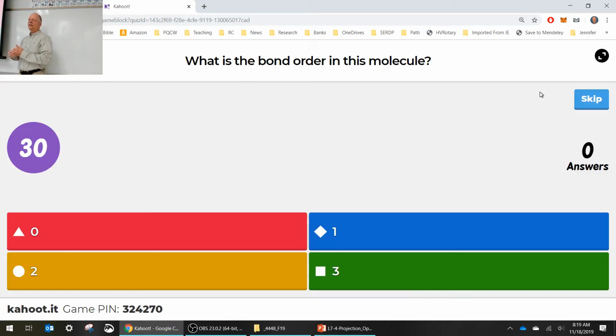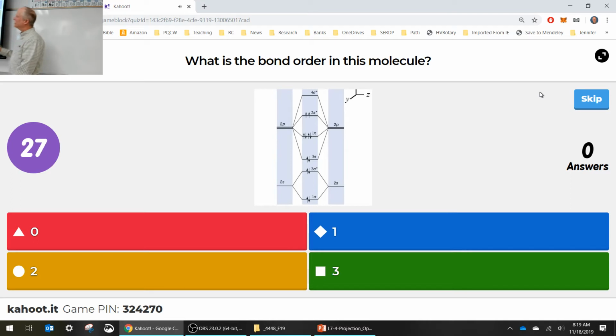Bond order. So this is a little tough to see this diagram. It's too small. Okay, there are 2 electrons up here that are unpaired. 2 unpaired electrons right there. So this bottom is sigma, sigma star, sigma, pi, pi star, sigma star.